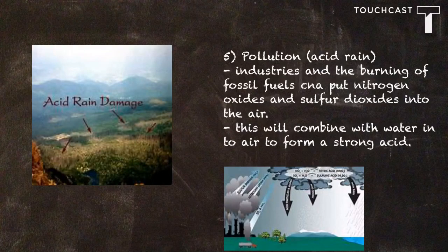The last thing I'm going to talk about with chemical weathering is acid rain, which is due to pollution. Industries and the burning of fossil fuels can put nitrogen oxides and sulfur dioxides into the air that will mix with water and form very strong acid. And when it reaches the surface, it can do damage.